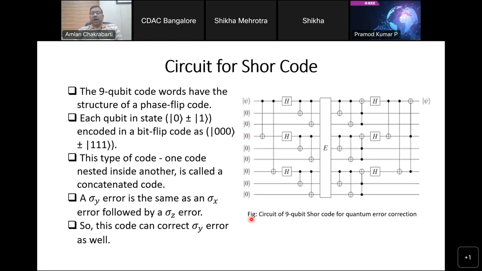Now, there are standard error correcting codes depending on the syndrome.